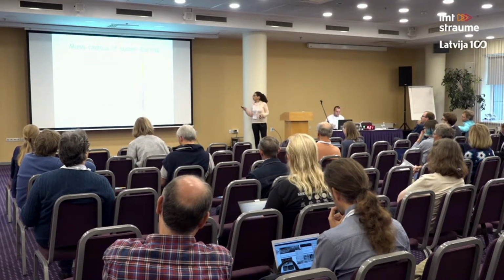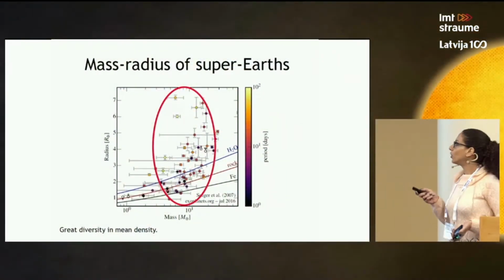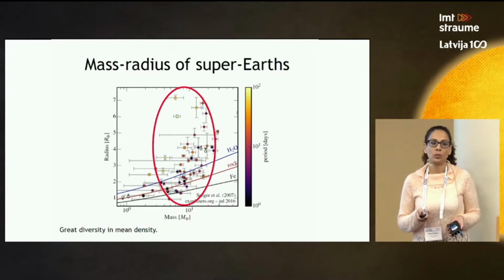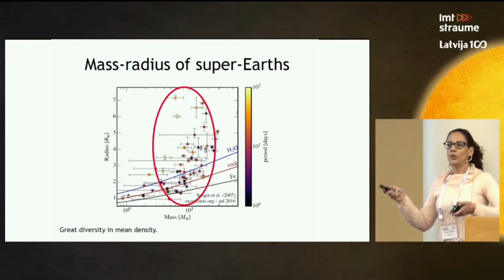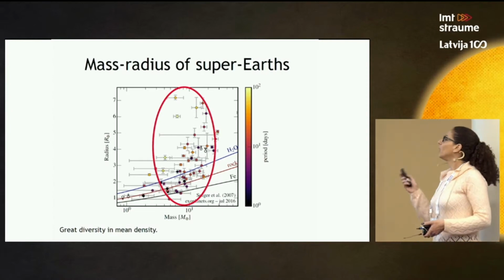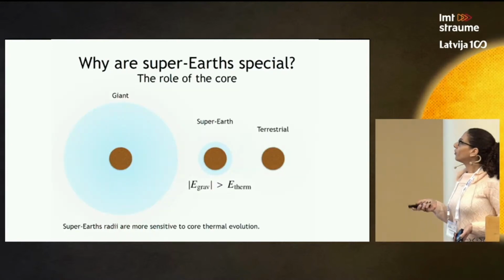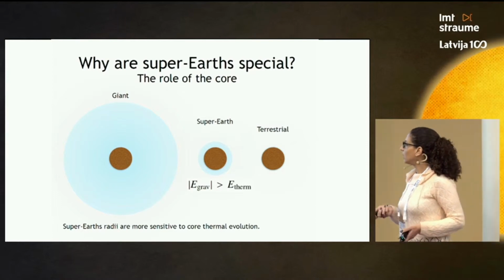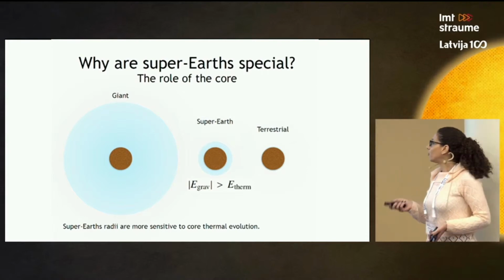Yeah, so we see that we have a great diversity in the mean density of those objects, and usually this diversity is linked to the composition, and mainly to the fraction of hydrogen and helium that we have in those planets. It means that a larger radius is translated to a large fraction of hydrogen and helium. However, this consideration is usually used for giant planets, but it may not be the case for super-Earths.